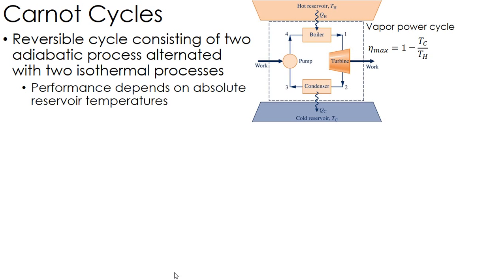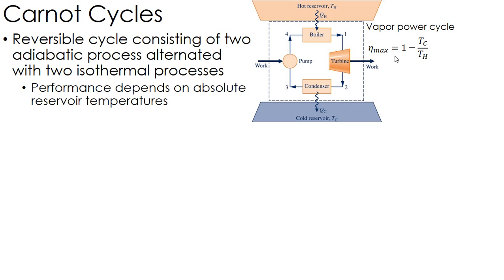So again, here's a vapor power cycle, right? We've got our hot reservoir and our cold reservoir. We've got this cycle in between there. And again, the Carnot cycle is the best case scenario. So again, the best thermal efficiency is going to be 1 minus the temperature ratio of the two reservoirs.